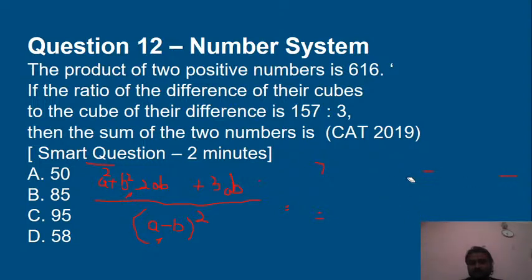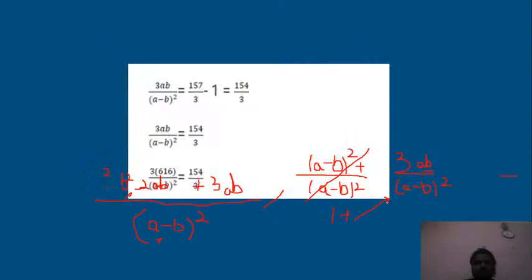again I delete everything. So this I write down as a minus b whole square plus, and in the bracket I have a minus b whole square plus 3ab divided by a minus b whole square. Okay, so now I can cancel this out and I just write 1 plus this term. Okay, so this is how I write it down.